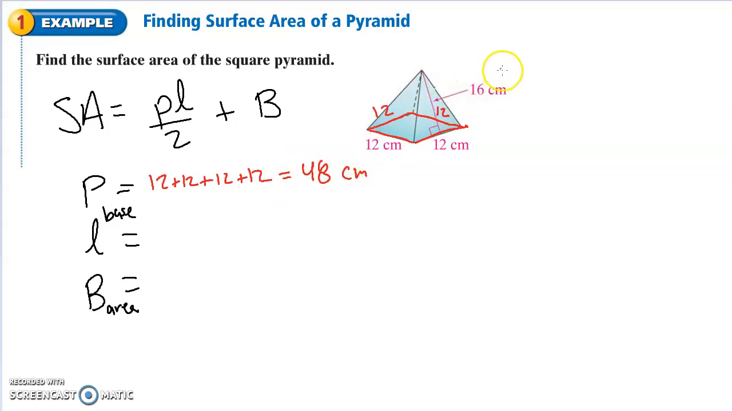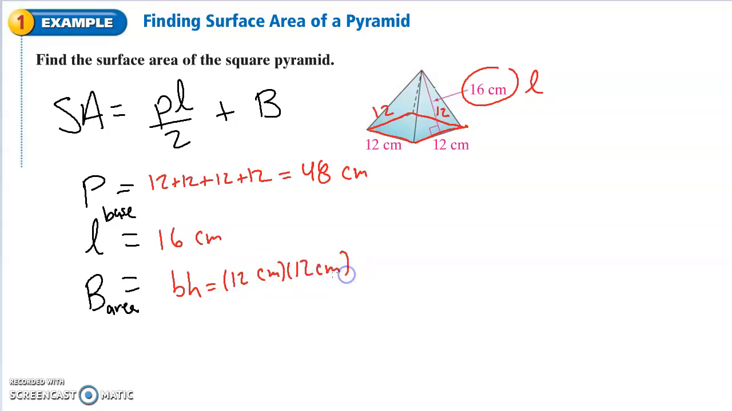The slant length is given to us. This is the slant length, so it's going to be 16 centimeters. And the area of the base, because this is a square, is just going to be base times height, which is 12 centimeters times 12 centimeters. Now this is going to be 144 centimeters.